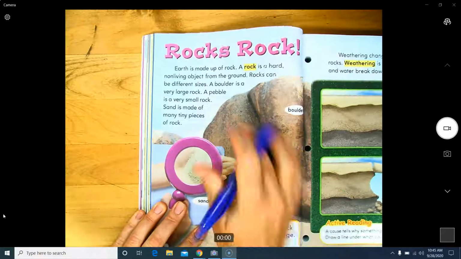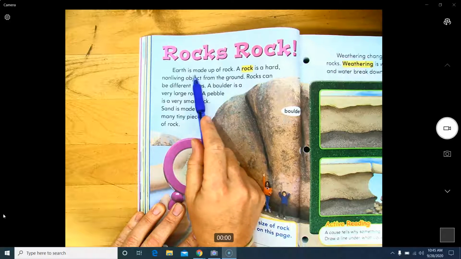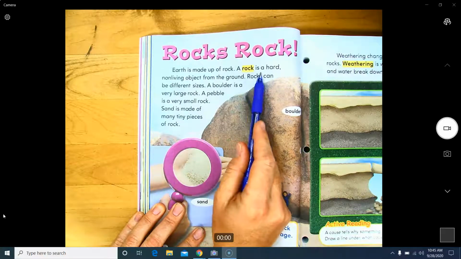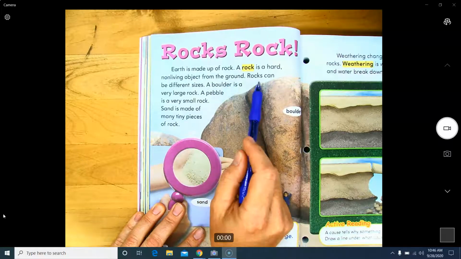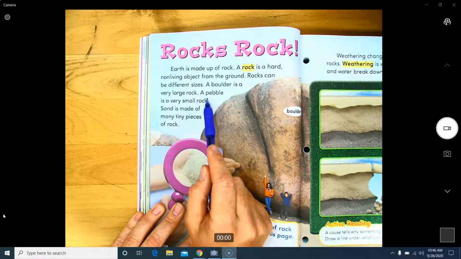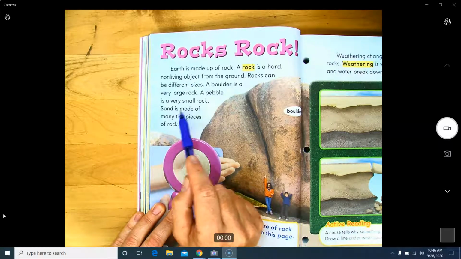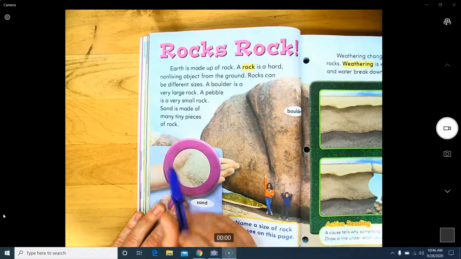Rocks, rock. Earth is made up of rock. A rock is a hard, non-living object from the ground. Rocks can be different sizes. A boulder is a very large rock. A pebble is a very small rock. Sand is made of many tiny pieces of rock.